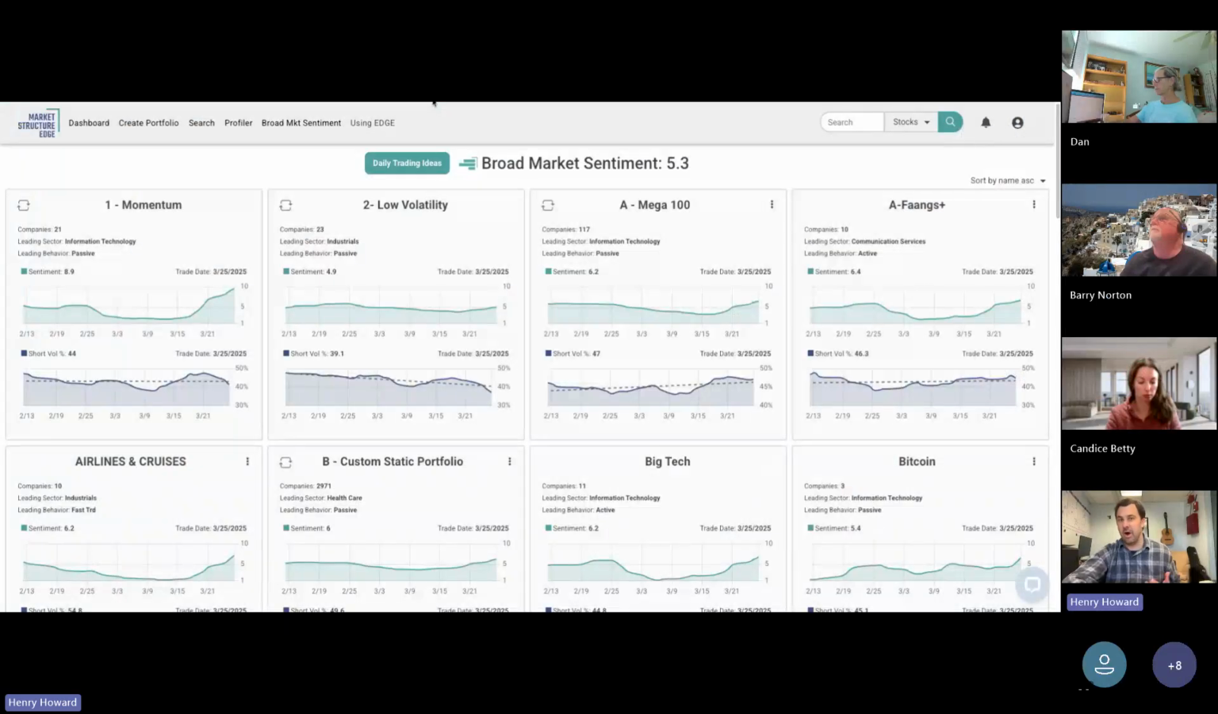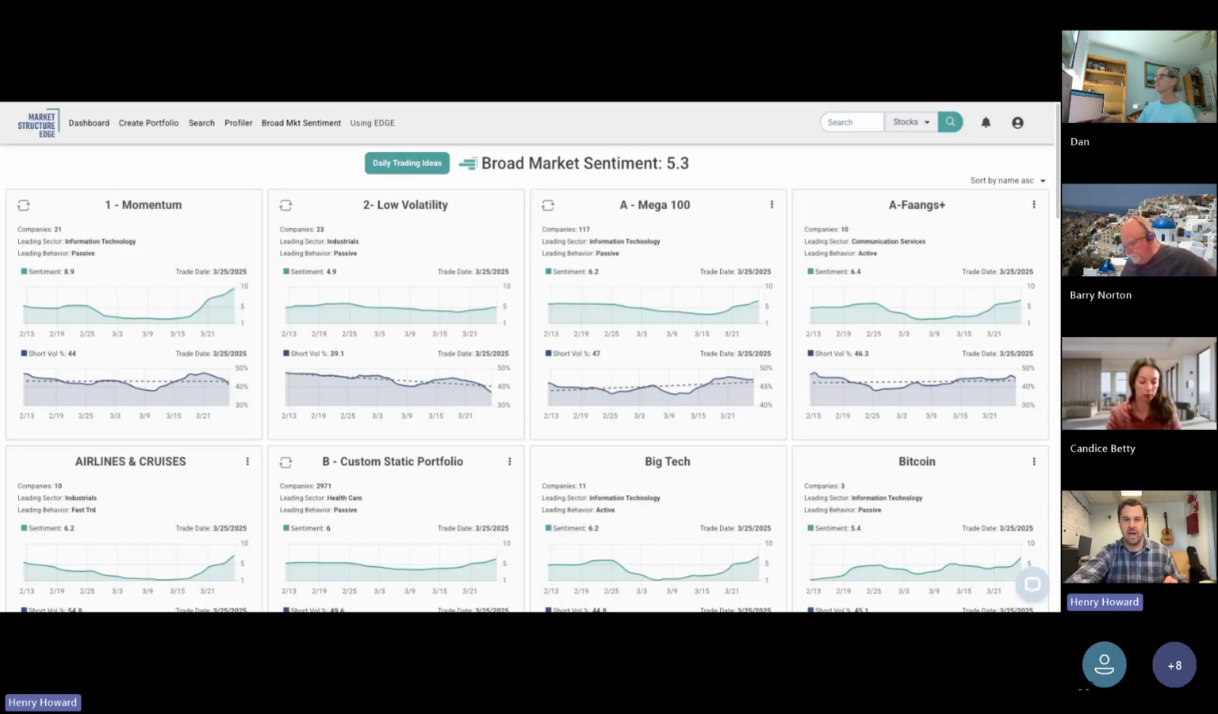So I wanted to get started. I'm going to go ahead and share my screen here. And what I mostly want to do is walk everyone through a daily process. If you're like me, I tend to be a discretionary trader, but I have a very solid process for what I'm looking for on a daily basis.